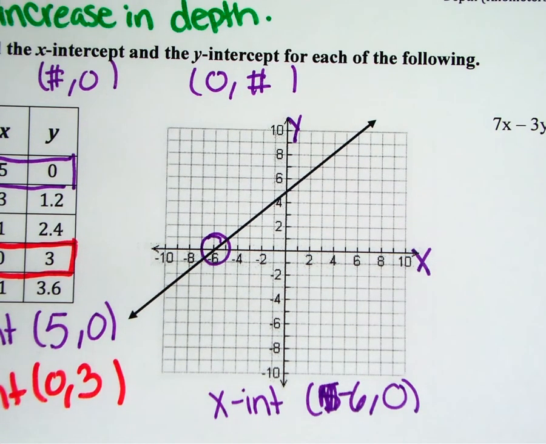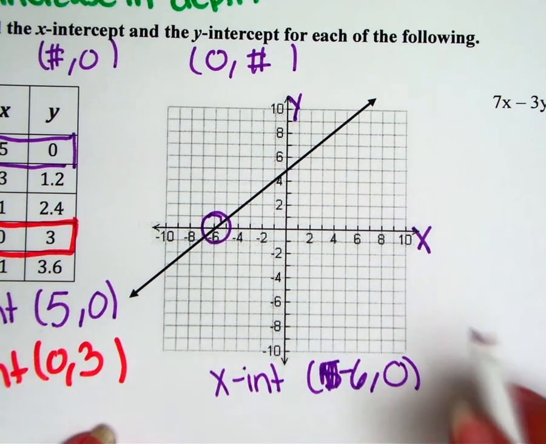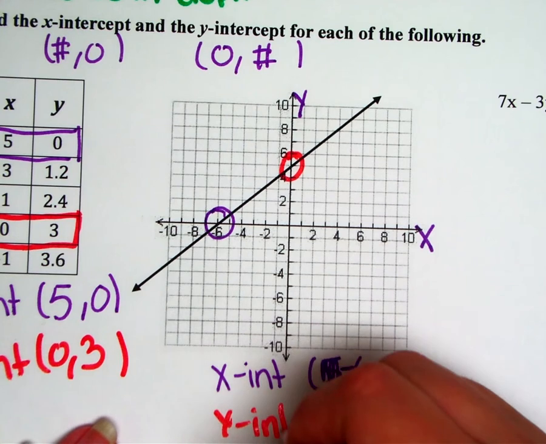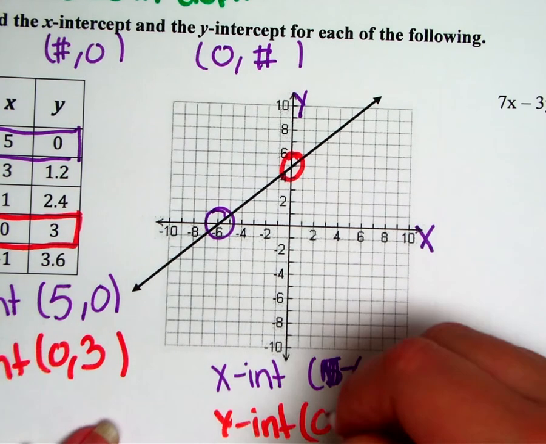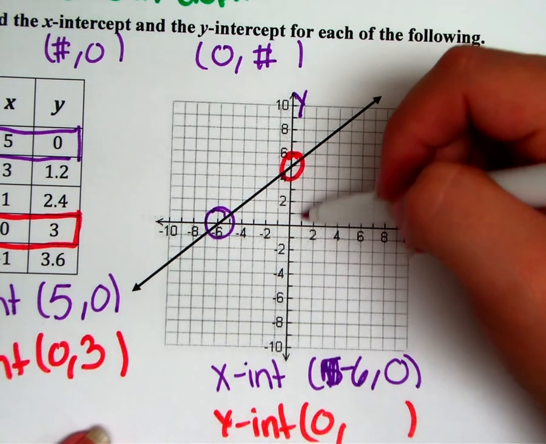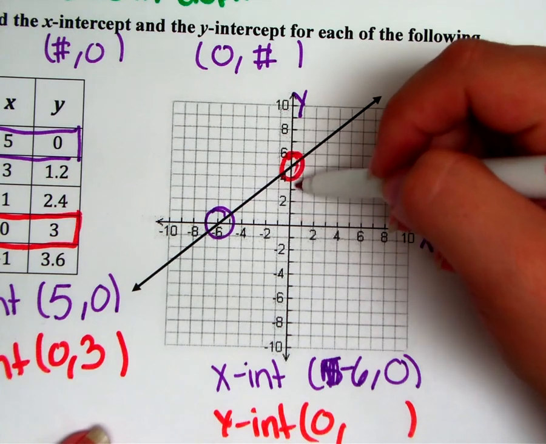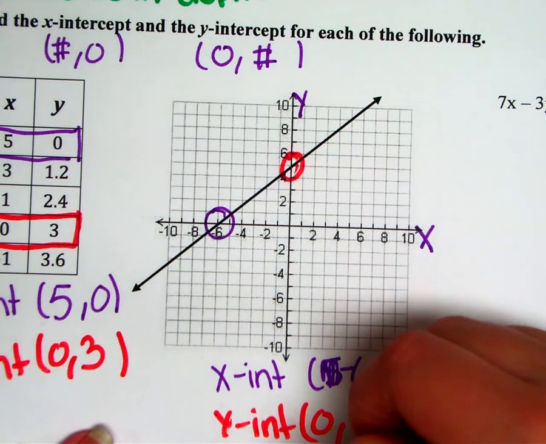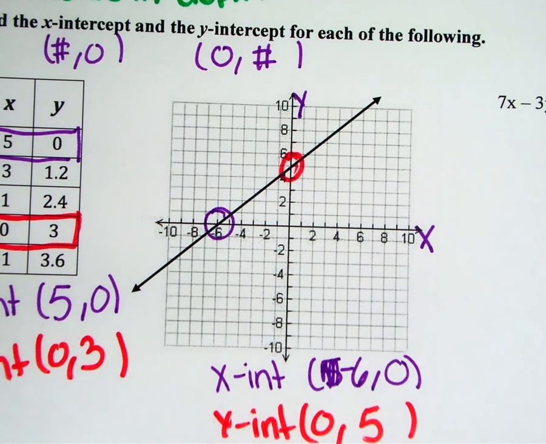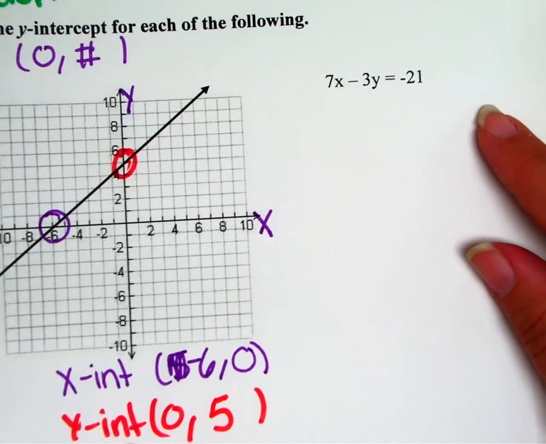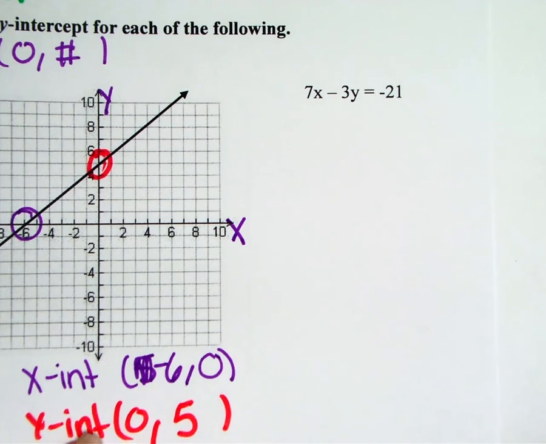Now for my y-intercept, I'm going to do the same thing but for the y-axis. I know my 0 is going to be in the x spot, and all I need to do is find out where exactly it crosses right here. So that's 1, 2, 3, 4, +5. And I'm done. Now for equations, we have to do a little bit of work, but it's not too bad. All you need to do is make sure you know where to plug in your zeros.